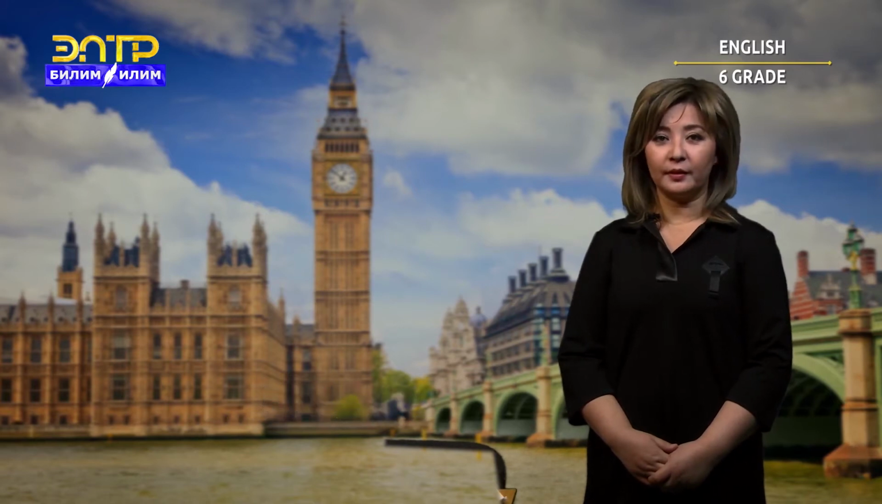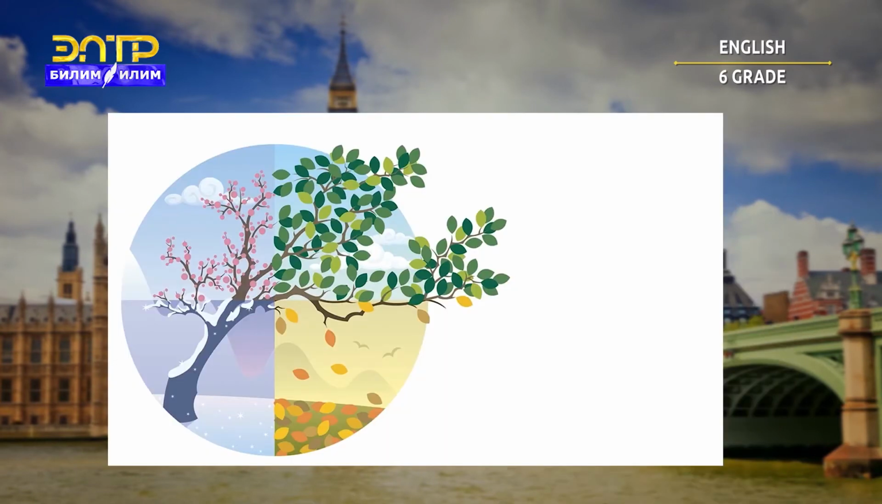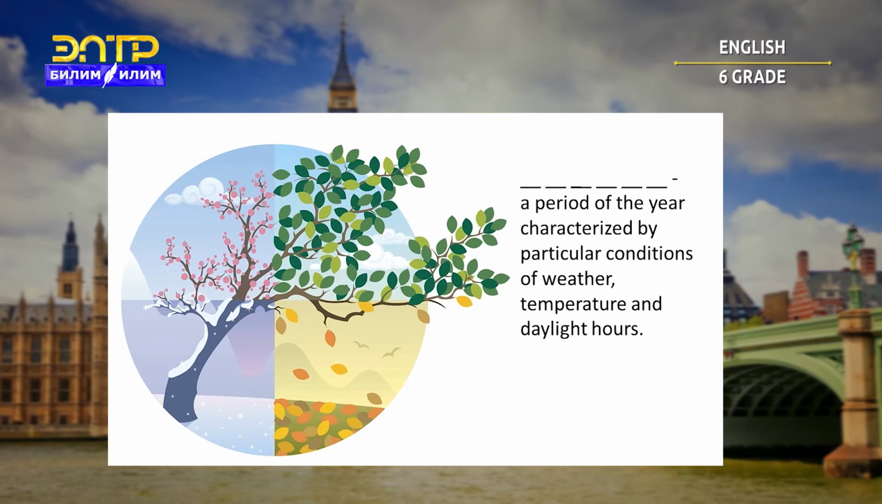Welcome to our lesson. Students, look at the picture and find the answers for this definition. A period of the year characterized by particular conditions of weather, temperature and daylight hours. This word has 6 letters and the first one is S. Yes, the correct answer is season.